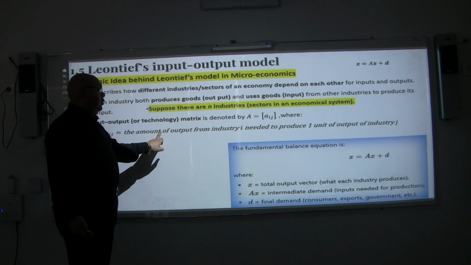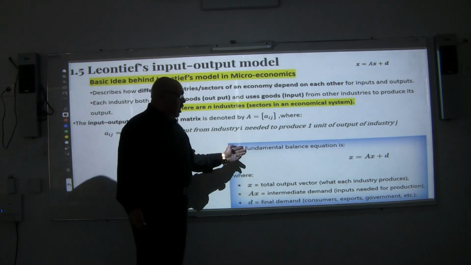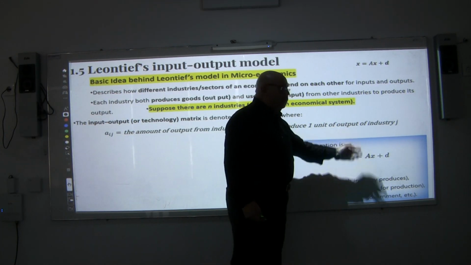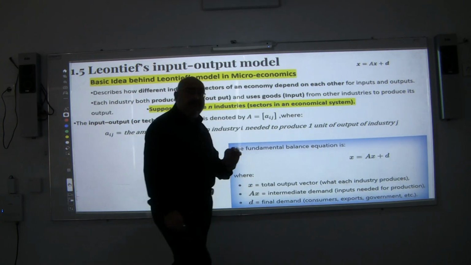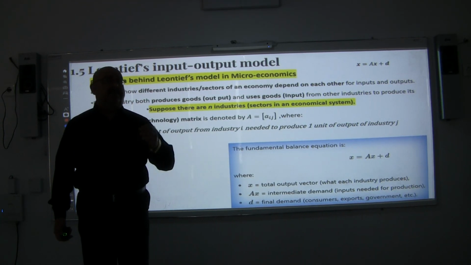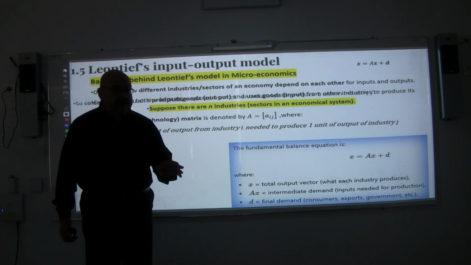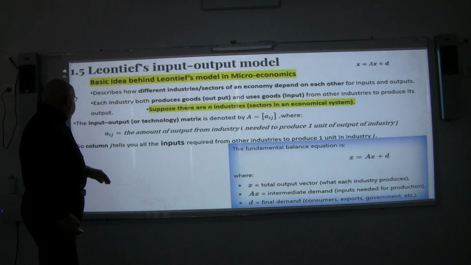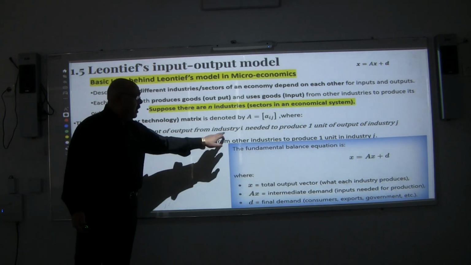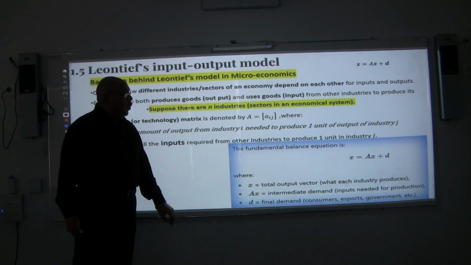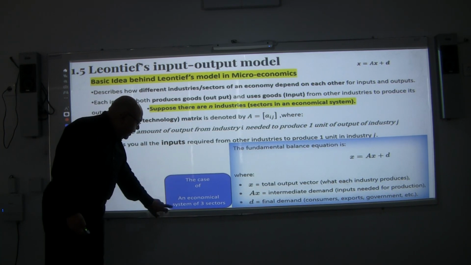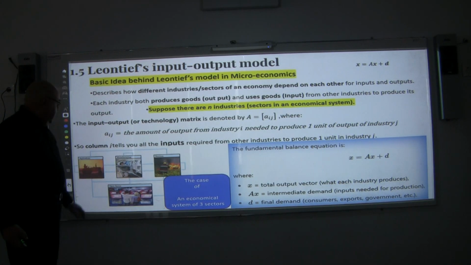AIJ, the amount of output from industry I needed to produce 1 unit of output of industry J. So this is how each one of them will depend on the production of each sector by itself. Okay, so column J tells you all the inputs required from other industries to produce 1 unit in industry J. The case of an economical system of 3 sectors, here we go.